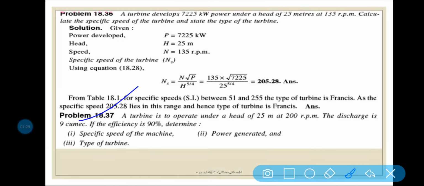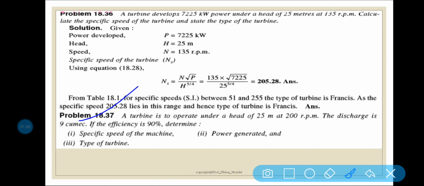Now, problem number 37. The last 36 problems have been discussed, so you just solve them at home. You don't have to practice anymore. This lecture is very important. If you follow this lecture, all the numericals are discussed in every class. I think it will be helpful for you in this lockdown situation.